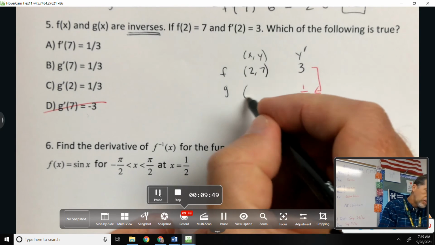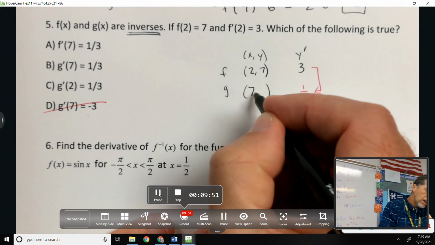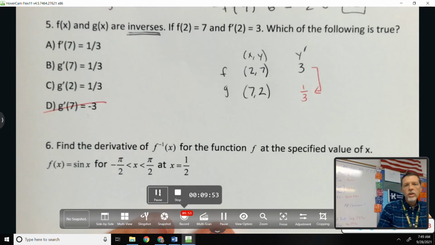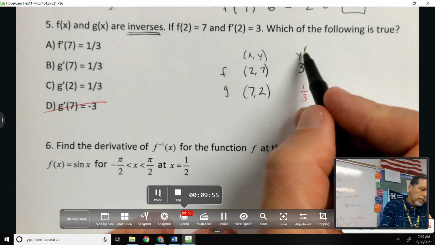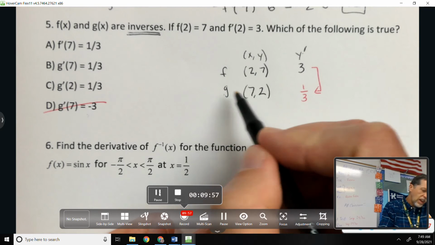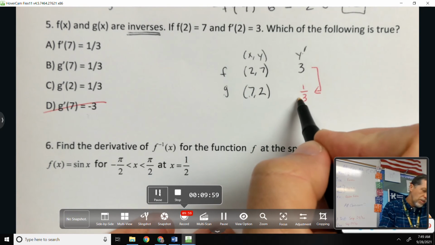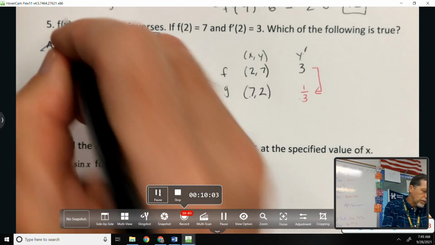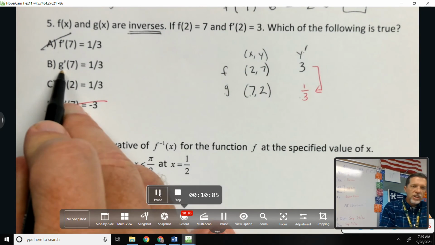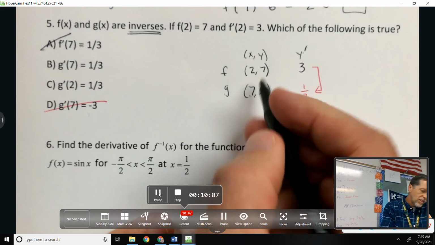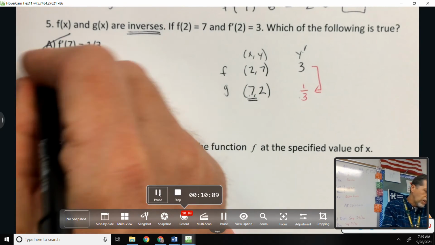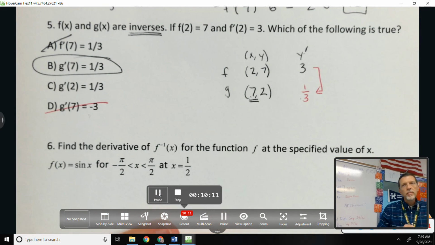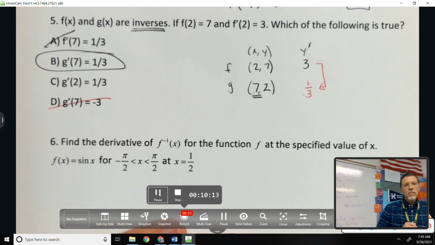Let's see, I got to change the x and the y, so 7 and 2. So the derivative of g at 7 is 1/3. So not the derivative of f, we don't know anything about that. The derivative of g at the x value at 7 is 1/3. So b. And yeah, there's not really much work to show.